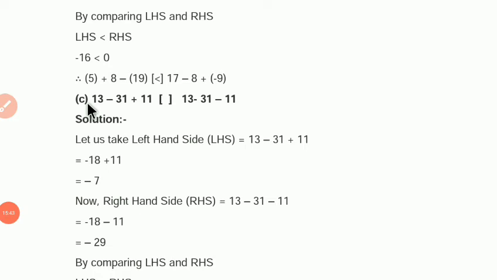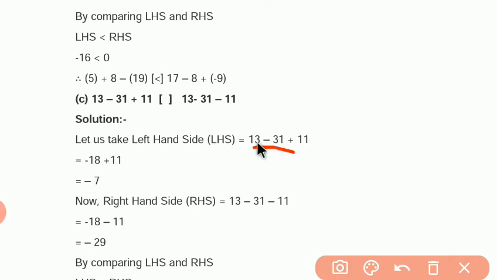Now let's see the next question. 13 minus 31 plus 11, and 13 minus 31 minus 11. Same again, we'll take the left hand side, which is given as 13 minus 31 plus 11. First we will see these two numbers, 13 minus 31. So plus minus minus, it means we have to subtract 13 from 31. So 31 minus 13, 18, and the sign will be minus because 31 is the greater number. So minus 18 plus 11. Again minus plus minus. So 18 minus 11, 7, and the sign is minus as 18 is the bigger number.